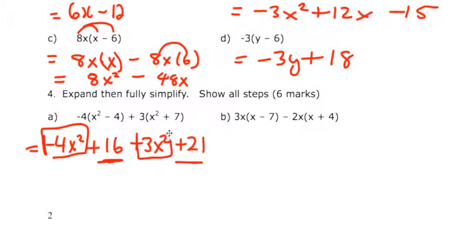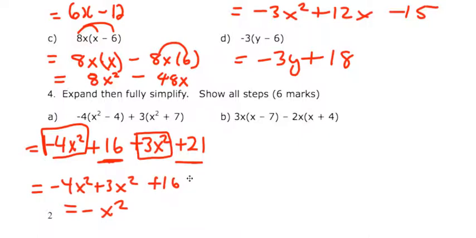I notice that there's minus 4x squared, and there's plus 3x squared. So together that gives me negative 1x squared, or just negative x squared. For the constants, I have plus 16, and then I have plus 21. I add those together and I get plus 37. Okay, so I collected like terms. These are constants, or just regular old numbers. If I had 16 and 21, you add them together to get 37.